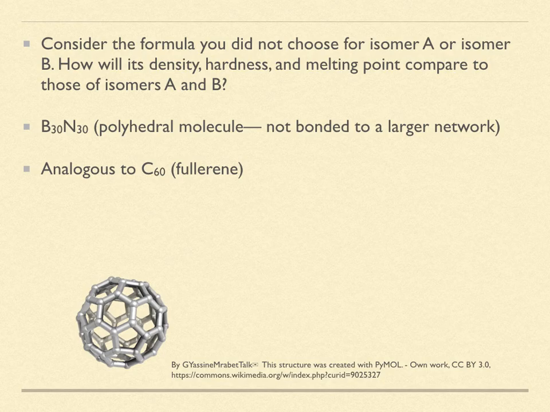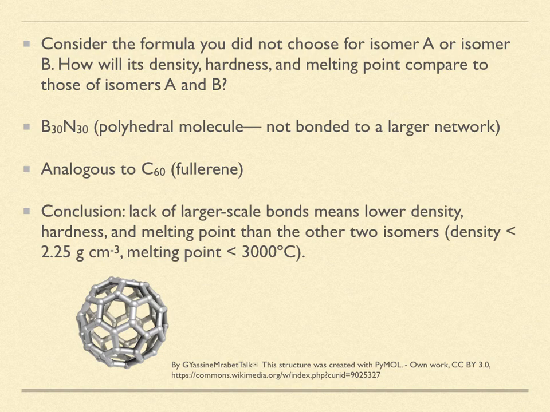You could melt it without covalent bonds causing problems, since it already exists in these freely movable units instead of in a larger structure. This means we would expect it to be less hard, less dense, and easier to melt than the other two isomers.